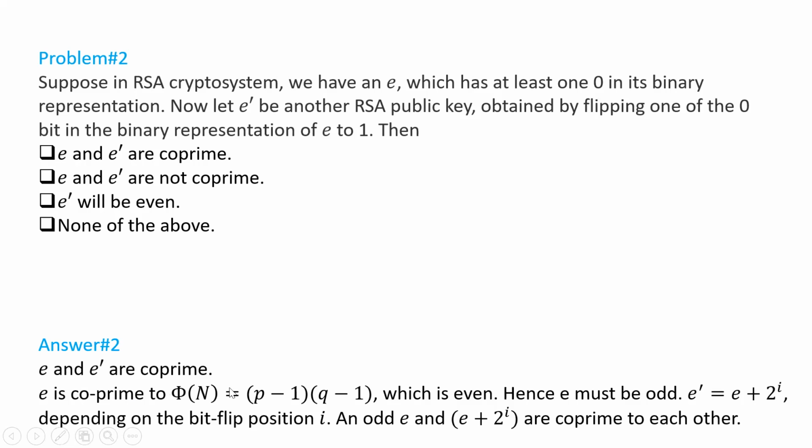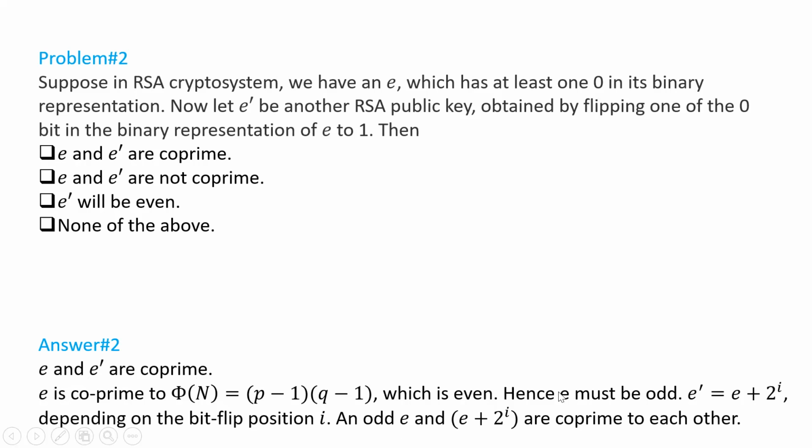And what is the value of phi n? That is P minus 1 into Q minus 1. And both P and Q are prime, and except 2, all other prime numbers are odd, right? So P and Q must be odd numbers. So P minus 1 will be even and Q minus 1 will be even. So as a whole, P minus 1 into Q minus 1 is an even number. So phi n is an even number. And because E is co-prime to phi n, E cannot be even. Because if E is even, then of course 2 is a common factor of E and phi n. But because phi n is even, E has to be odd, right?